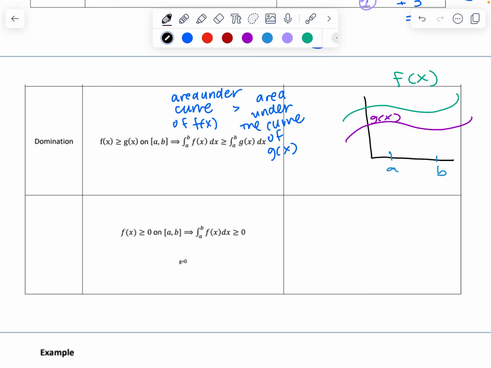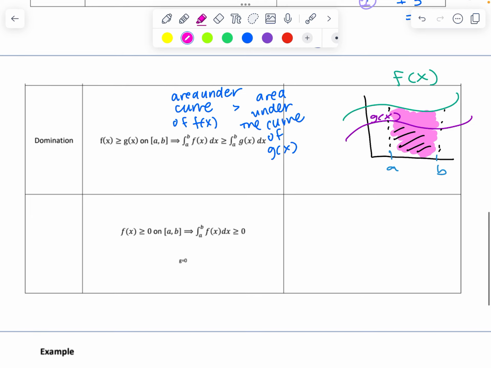Let's do this sketch. Obviously, this area right here is smaller than this area. So it's higher than the other one, so it's going to work. So that's an example of that one.